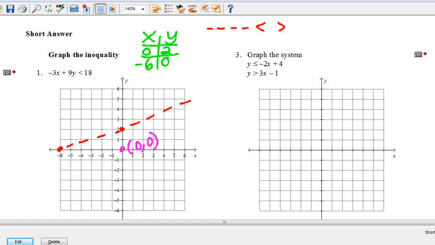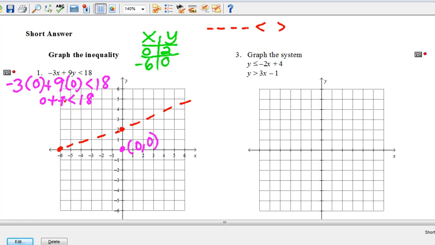Because I know that basically every point on the top side or every point on the bottom side is a solution. If my 0, 0 works, all of the points on this side are part of the solution, and I would shade the whole thing. If it does not work, that means that none of the points work, and I'm going to shade the other side. So I'm going to try it out. I've got -3 times 0 plus 9 times 0 is less than 18. Well, that's going to give me basically 0 plus 0 is less than 18.